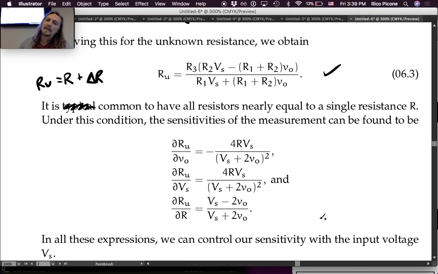Now, I did derive these in terms of R1, R2, and R3 without assuming that they're all equal. And they're really gross looking, these expressions, so I didn't subject you to them. I made the assumption that they're all the same resistance, and this is what comes out instead. So these are our sensitivities for each of these values. With respect to V out is probably the number one sensitivity we care about. This one's also interesting because we need to know what Vs is. We have to be able to know what our input voltage is, and also what it is with respect to R.